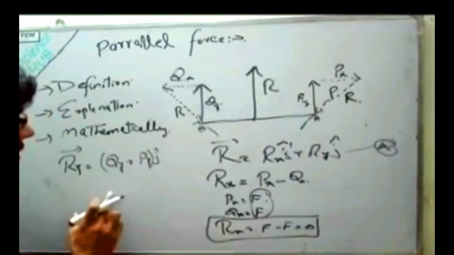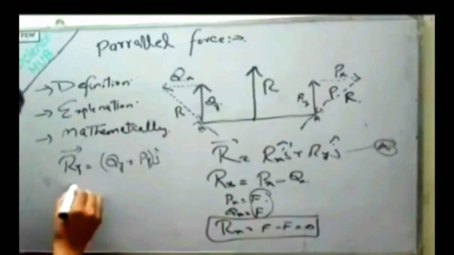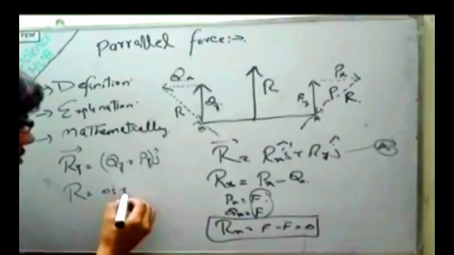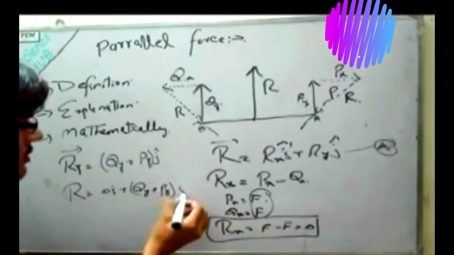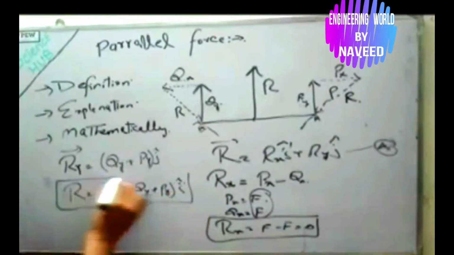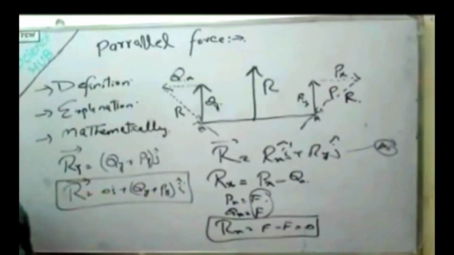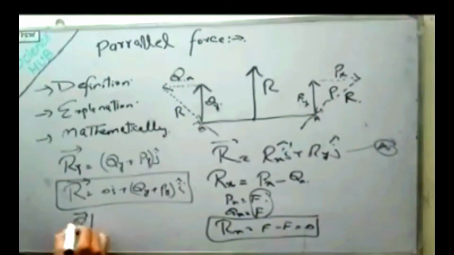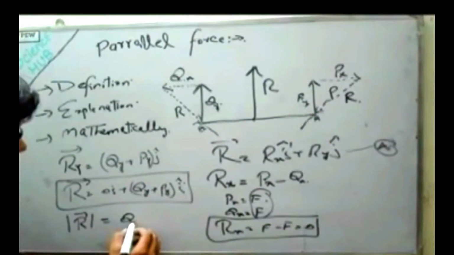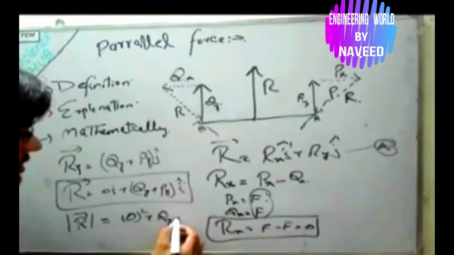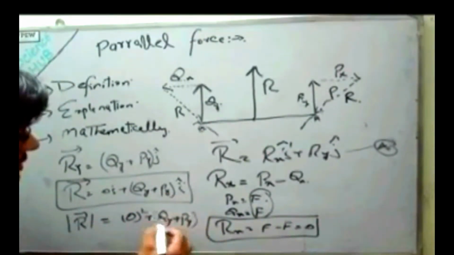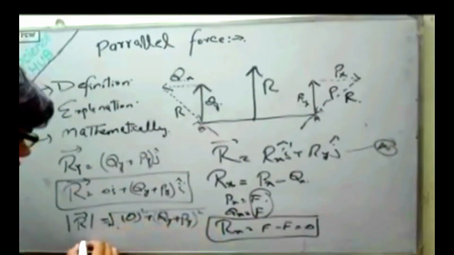Now putting the value of Rx and Ry in equation star, we get the resultant Qy plus Py j. So this is the vector equation of the resultant. Now to find the magnitude of this resultant, we apply the magnitude criteria, which is equal to the square root of 0 squared plus (Qy plus Py) squared.